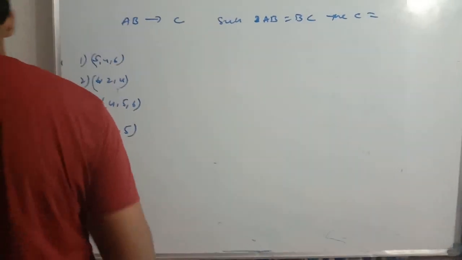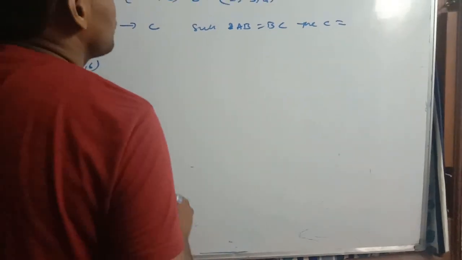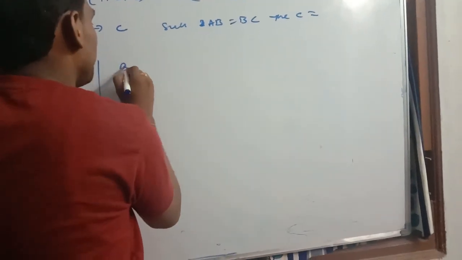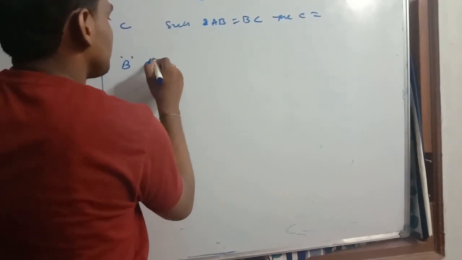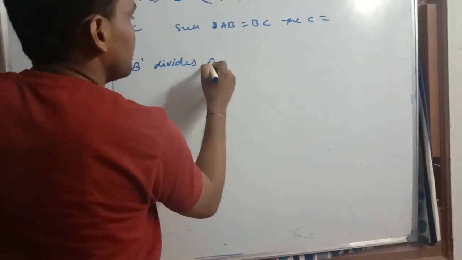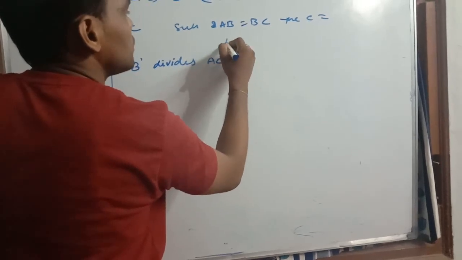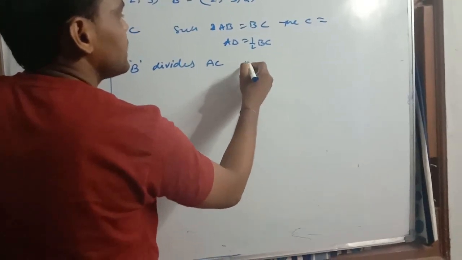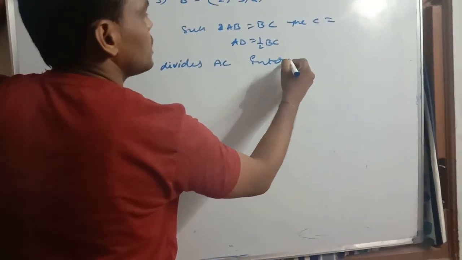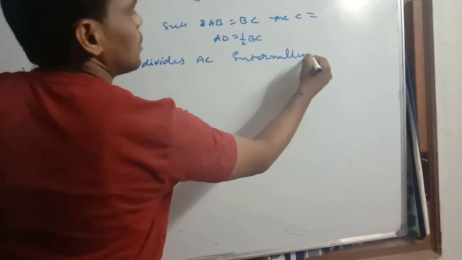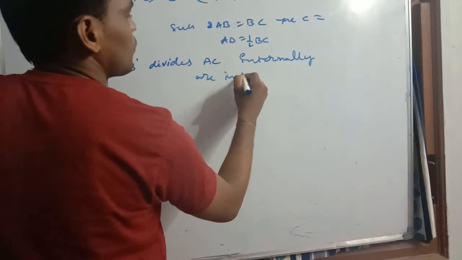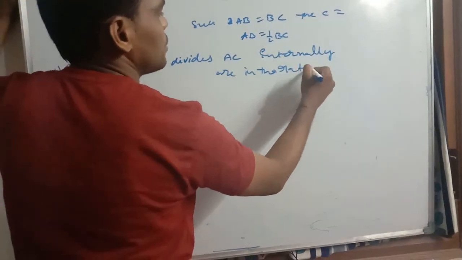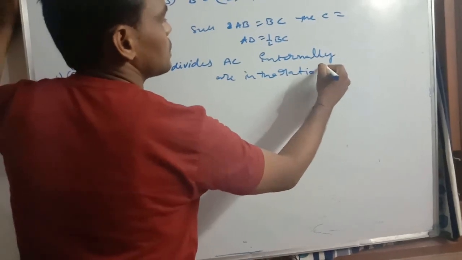Now here first of all AB is produced to C such that 2 into AB is equal to BC. Now here B divides AC, and AB is equal to 1 by 2 into BC. Now B divides AC internally in the ratio 1 is to 2.